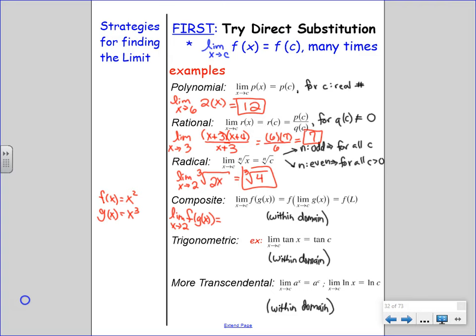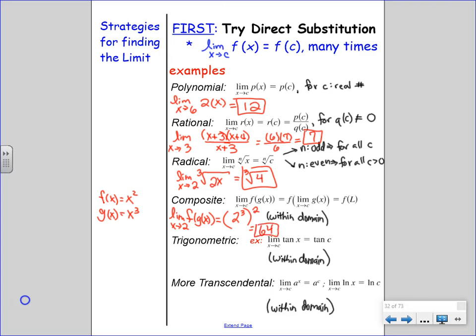Snazzy. What do we do? Plug the 2 into the g of x. Remember, start in the innermost. Plug the 2 into the g of x, so that would be 2 cubed. And then what's going on with that 2 cubed? Where's it being plugged into? 2 cubed is being plugged into the something squared, and we're going to end up with 2 cubed is 8, 8 squared is 64.